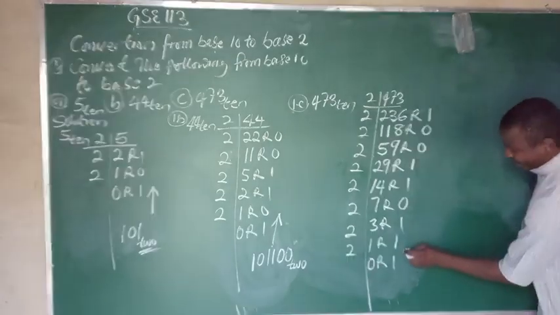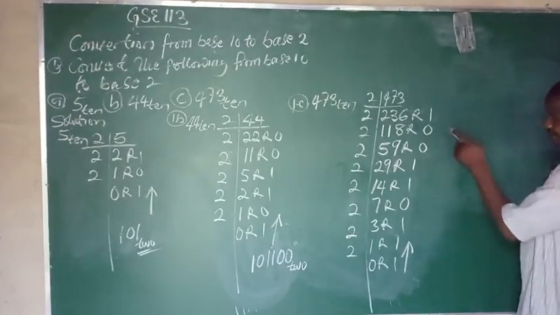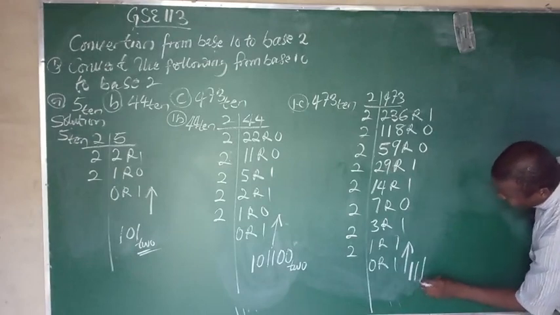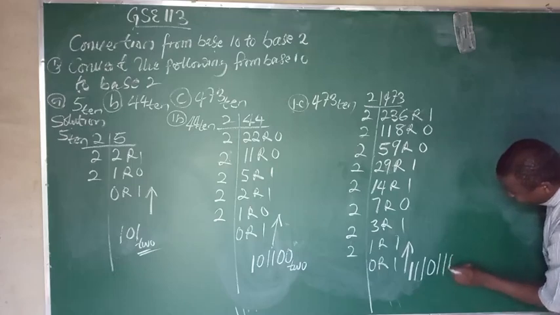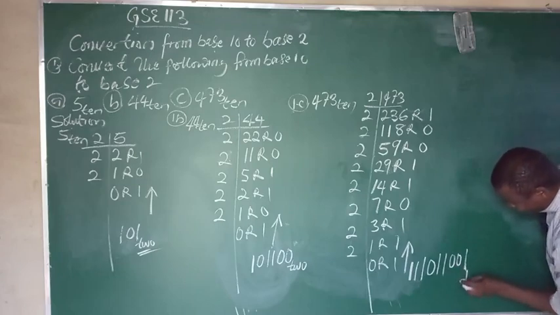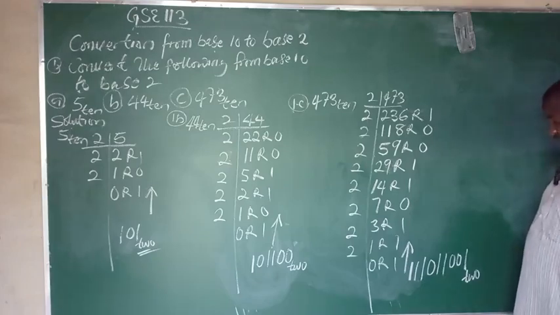So what next is upward collection of the remainder. Therefore we have 1, 1, 1, 0, 1, 1, 0, 0, 1 base 2. This is the final answer.